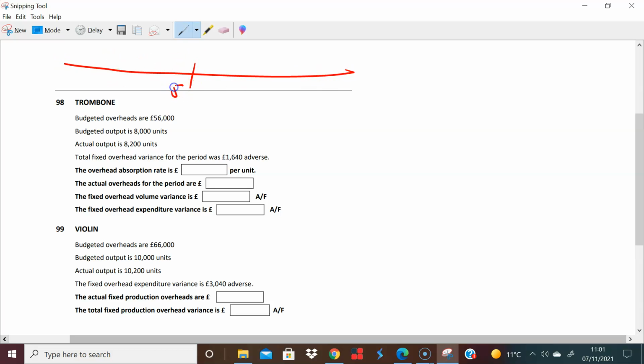First of all, you're told this is the 556,000. This is your budget, right? So if this is your budget and your budgeted output is 8,000 units, I think that's the first thing you're always thinking: what are we putting in for every unit? You're putting in £7 for every unit. For every unit you make, you're putting in £7 of fixed overheads. Okay, great. So what happens?